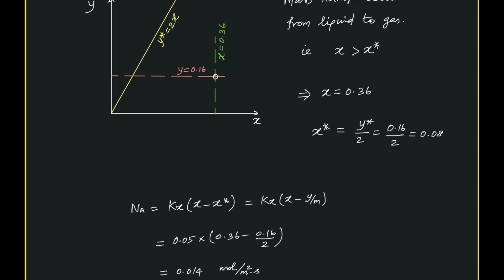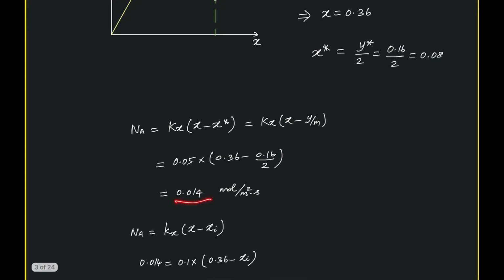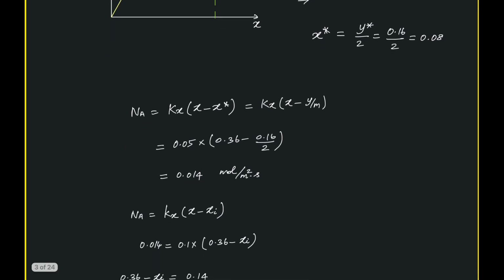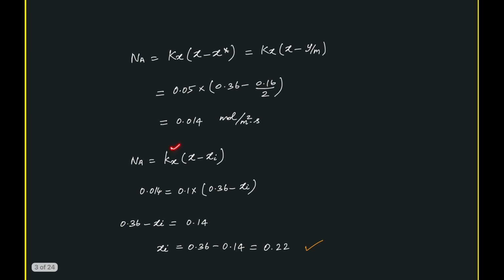Otherwise, we have these x and x star values, and we know the overall mass transfer coefficient based on x, which is available already, which is 0.05. So substituting that, we get the molar flux of A, which is equal to 0.014 mole per meter square second. This molar flux can also be written in terms of the individual liquid phase mass transfer coefficient multiplied by x minus xi. This transfer is from the higher x to the interfacial concentration value. So this interfacial concentration value is the thing to be found.